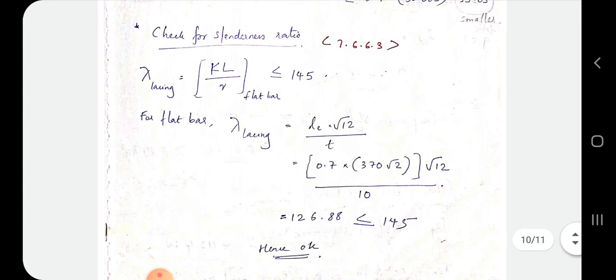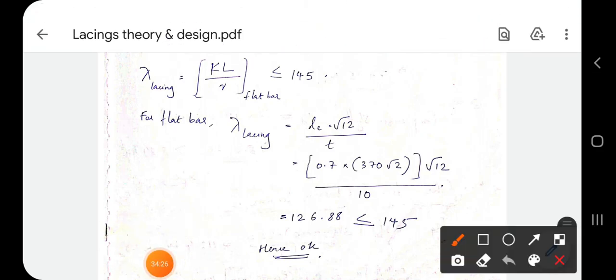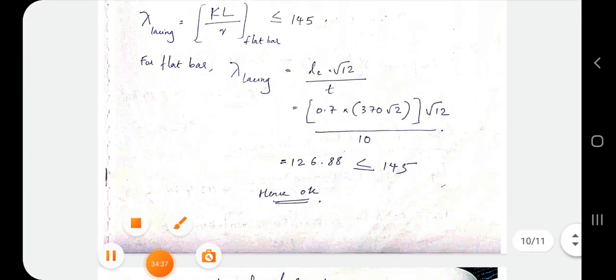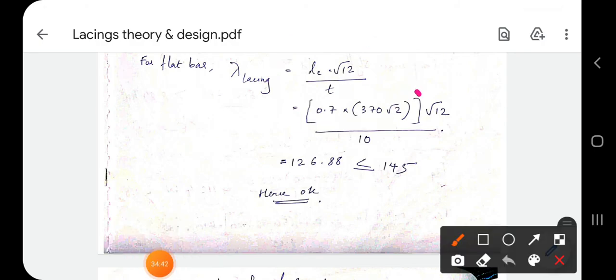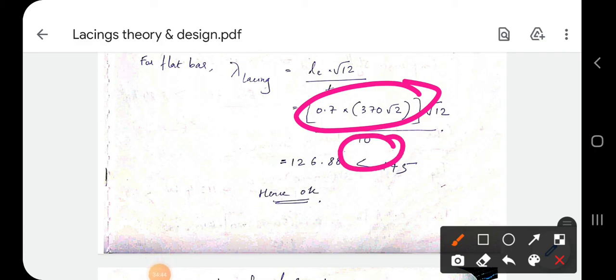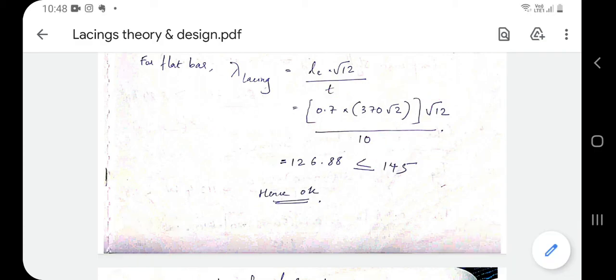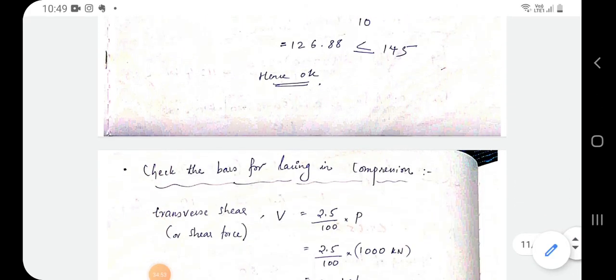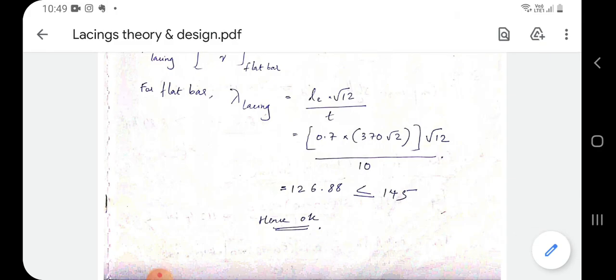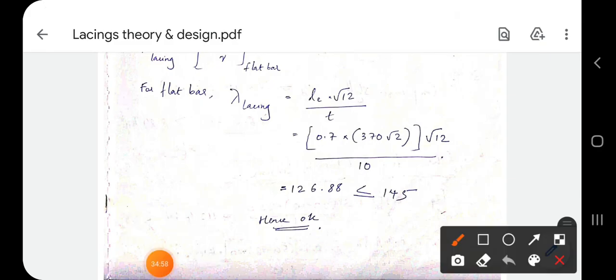Now check for slenderness ratio. We know that a rectangular lacing bar is used, so KL by r for a flat bar should be less than or equal to 145, and for a lacing bar we have the equation LE root 12 by t. We know the LE value, the t value is 10. Substituting we will get 126.8, which is less than 145, so it is okay. If it is not okay, then we have to change the thickness of the lacing bar.